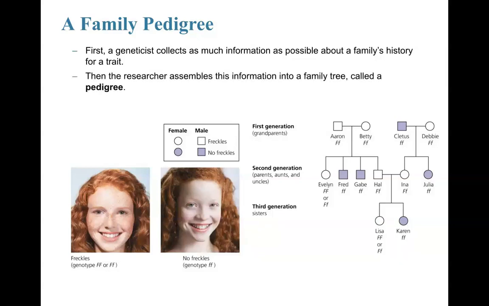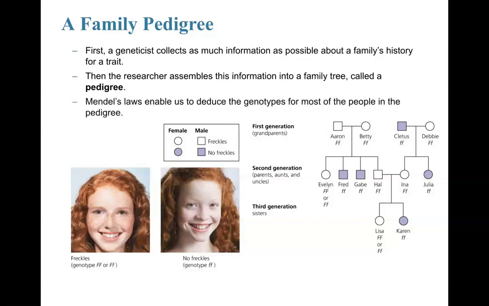This is called a family tree, assembling all this information: what relatives show what trait, what is their gender, connecting to the offspring of which parents. This is called a pedigree. Because of Mendelian genetics, Mendel's laws enable us to deduce the genotypes for most people in the pedigree. There are some exceptions that I'm going to go over in the later half of the lecture, very simple exceptions that I'll just briefly describe. But Mendel's laws give us this information, so we're able to deduce the genotypes for these individuals.